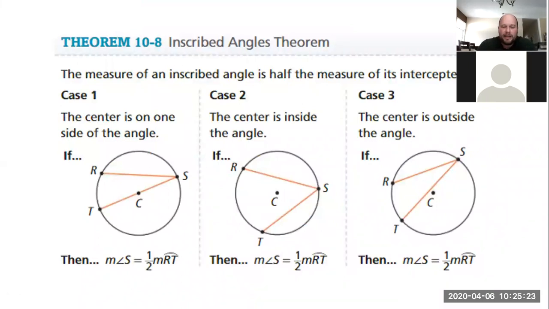This is the inscribed angle theorem. So again, if you need to go back to this, I already have these posted. They're in the shared folder. I'll also be posting them on Edsby after we're done with this. The measure of an inscribed angle is half the measure of its intercepted arc.